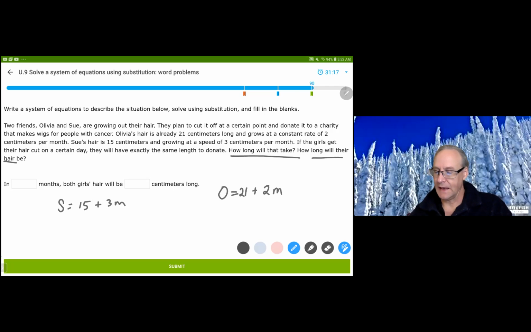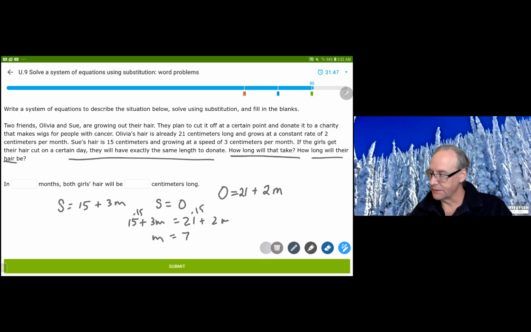So when will they be the same length? They want to cut it at the same time when they have the same length. So when will S equal O? 15 plus 3m will be equal to 21 plus 2m. I'm going to subtract the 2m from both sides, and I'm going to subtract the 15 from both sides, all at one time. 21 minus 15 is 6.